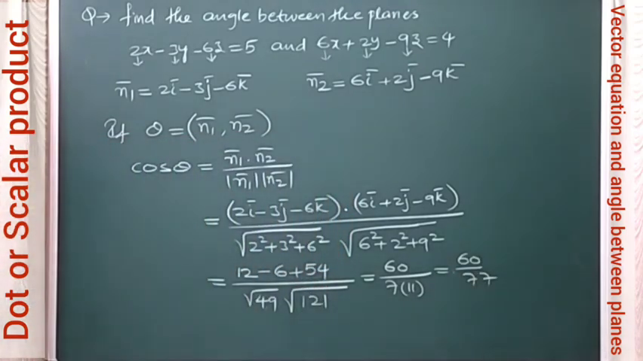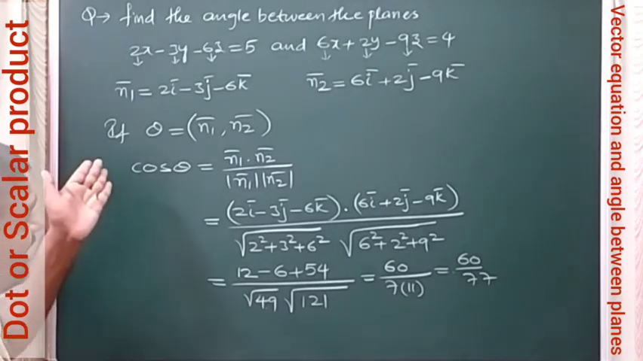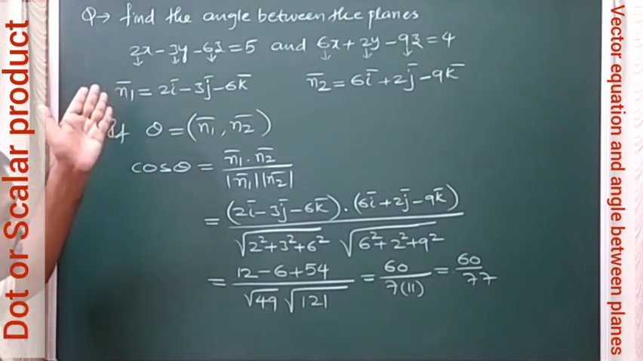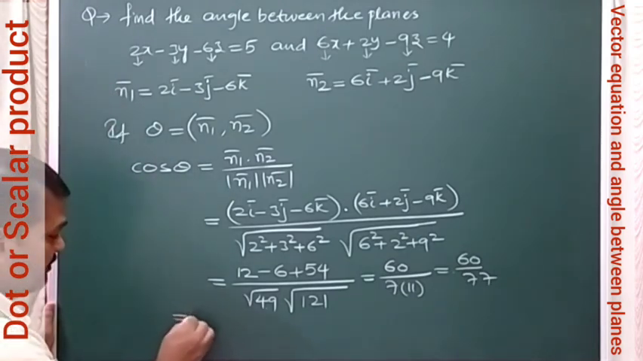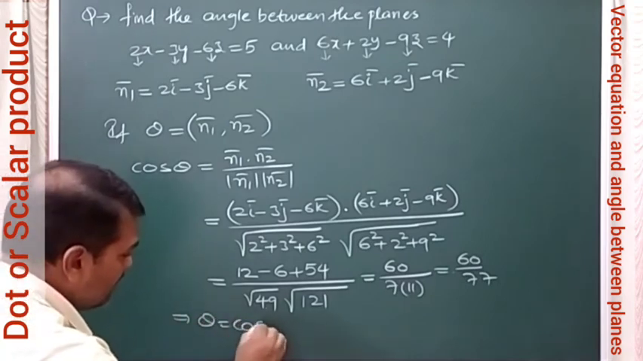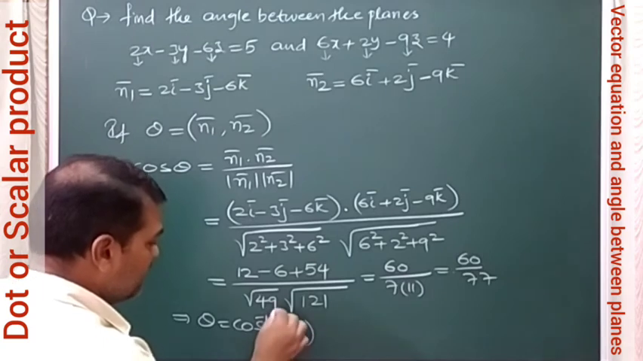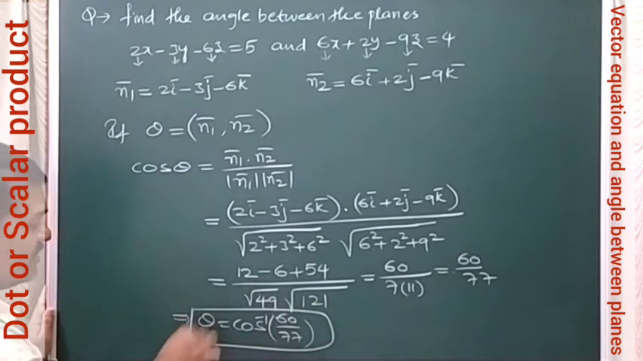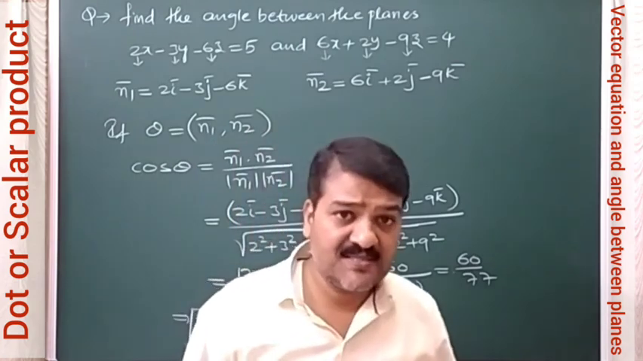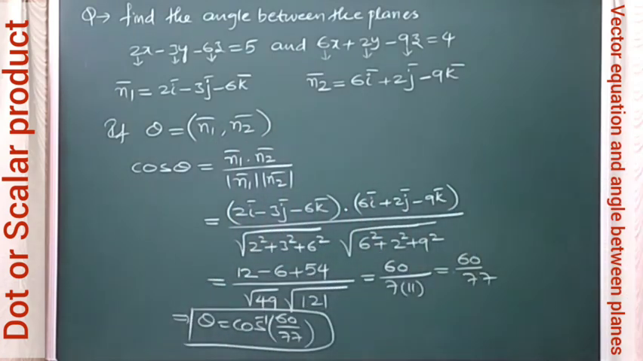This is cos theta value, of course. But the angle between the vectors means theta you have to find, not cos theta. Theta, angle between the normals, means is actually angle between planes. Theta you want. That means theta will be cos inverse of 60 by 77. So this is the angle between the planes, which is of course calculated using angle between normals.